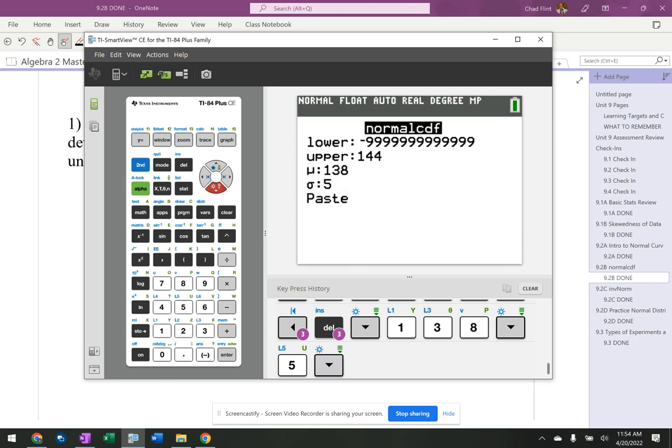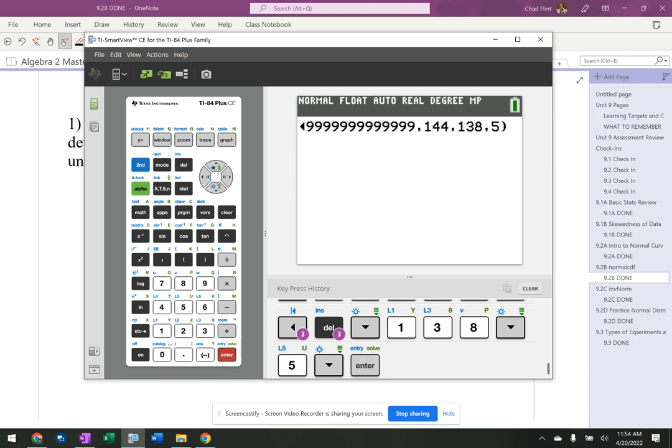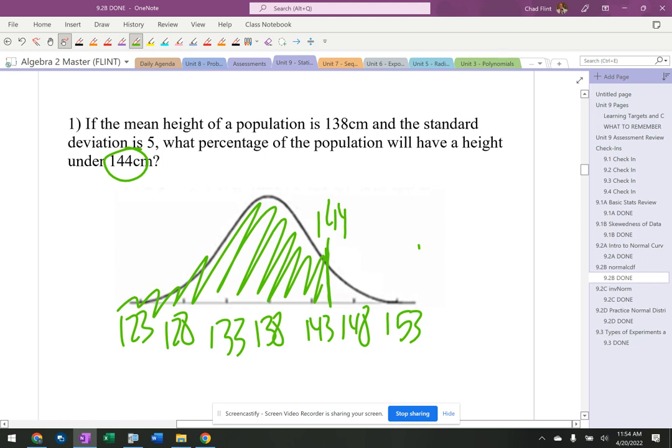And the reason I do that is because before the calculator had all these menus in it, you just had to type this stuff in a string of parentheses and it would do it for you. But I hit paste, it pastes it all in there, and I hit enter. Okay, and it tells me 0.8849, blah, blah, blah. Okay, that is a decimal percentage.